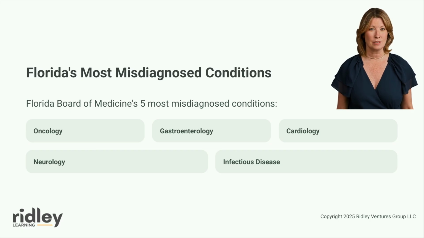The lists are updated periodically and reflect the specific concerns of each board. Let's first discuss the Florida Board of Medicine's 5 most misdiagnosed conditions. As of early 2024, the Florida Board of Medicine has identified the following 5 areas as the most frequently misdiagnosed conditions leading to quality of care violations. These are oncology-related conditions, gastroenterology-related conditions, cardiology-related conditions, neurological conditions, and infectious disease-related conditions.